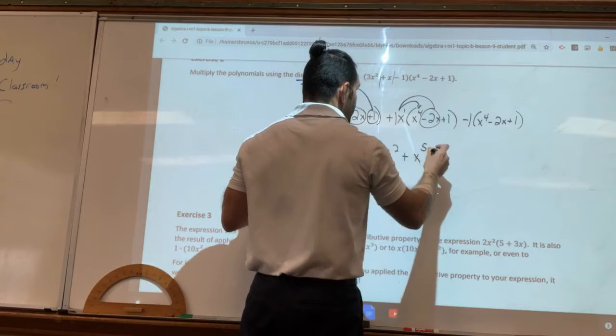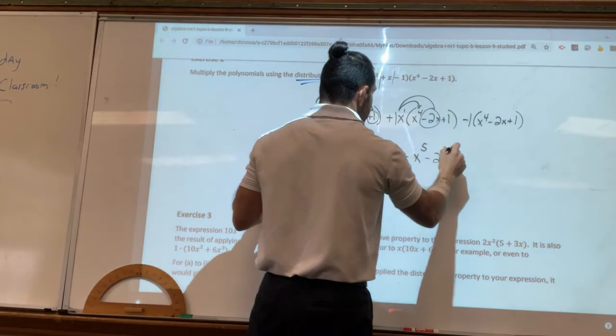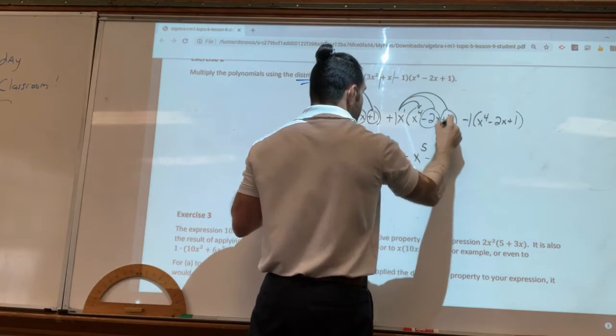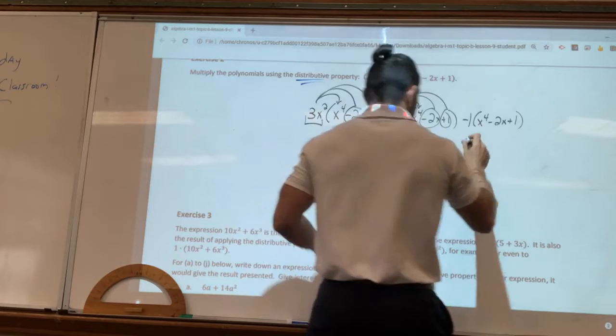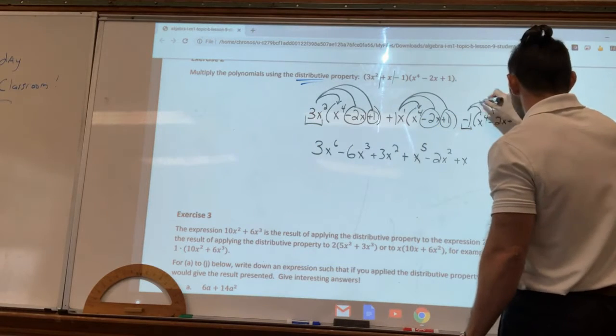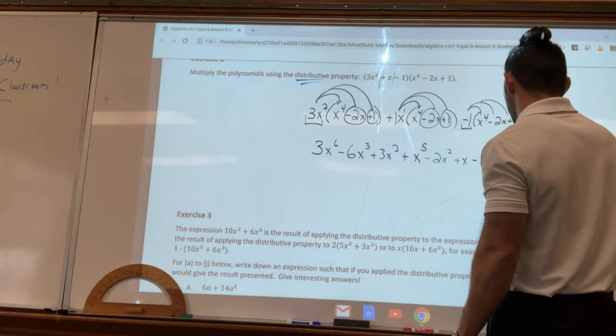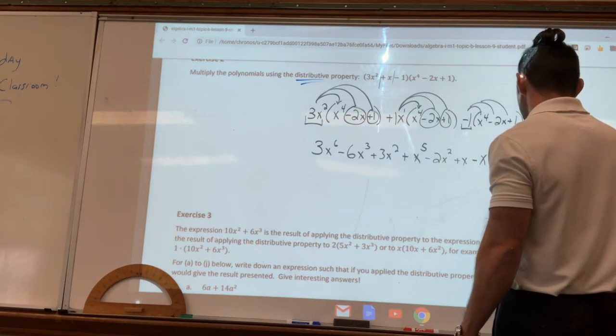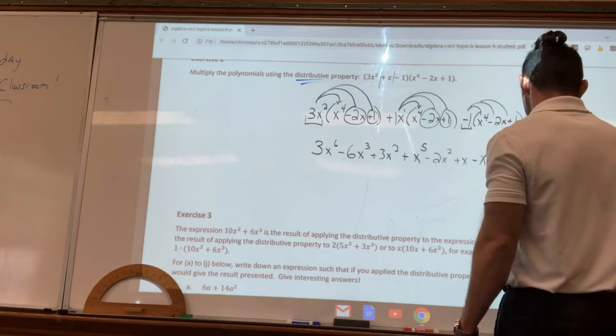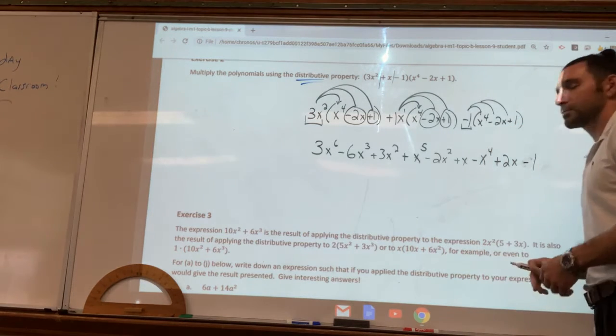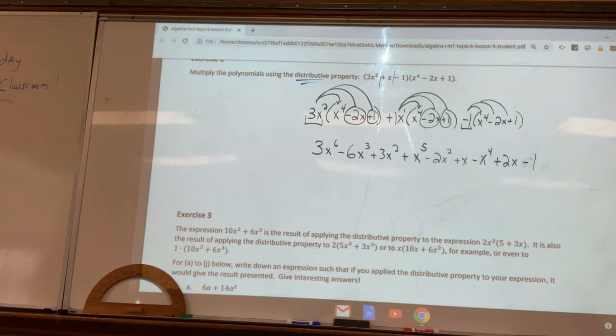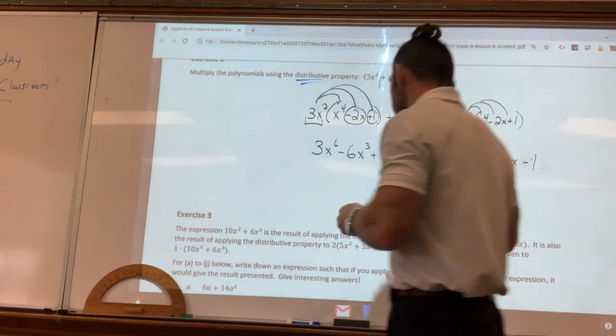Multiply here, that's -2x to the second, plus x. Last but not least, negative x to the fourth, positive 2x, minus 1. Okay, Mr. H, now what? Well, now we combine like terms.